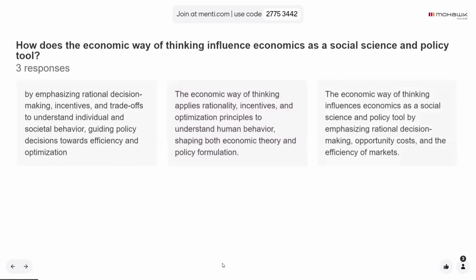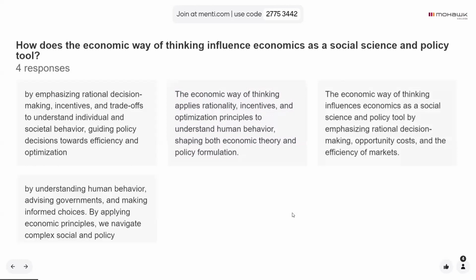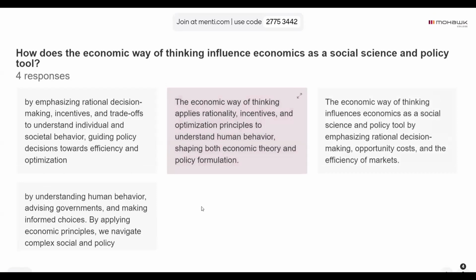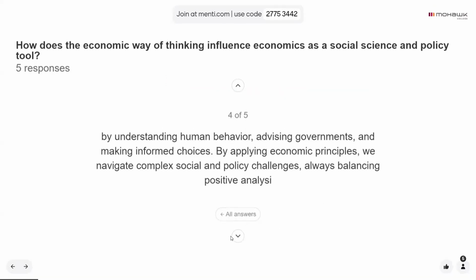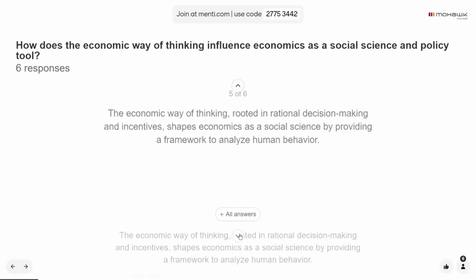rational decision making, opportunity costs, and efficiency of markets. By understanding human behavior, advising governments, and making informed choices. By applying economic principles, we navigate complex social and policy challenges, always balancing positive analysis.